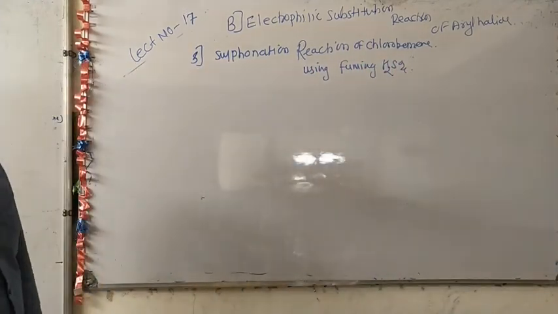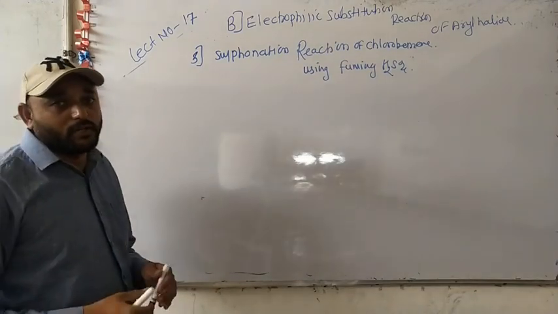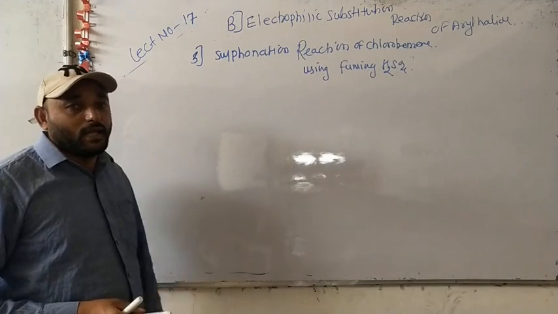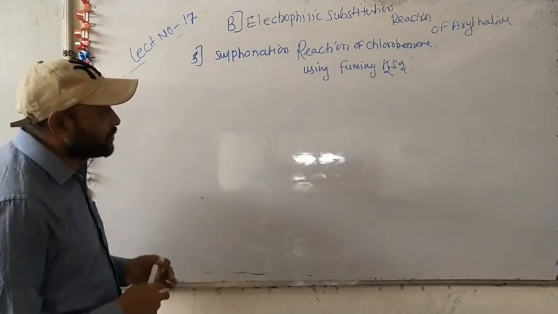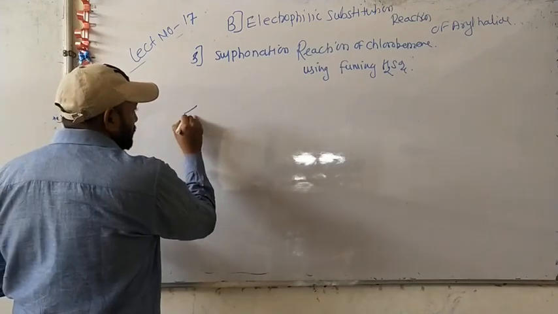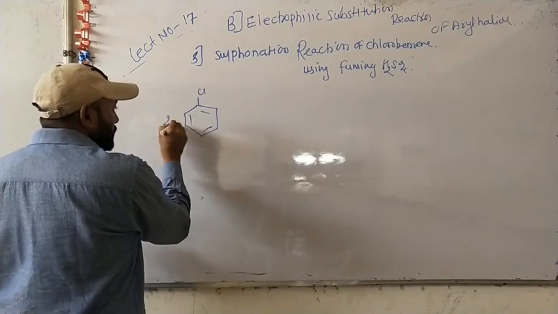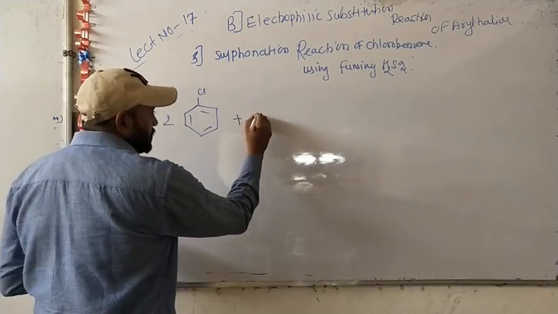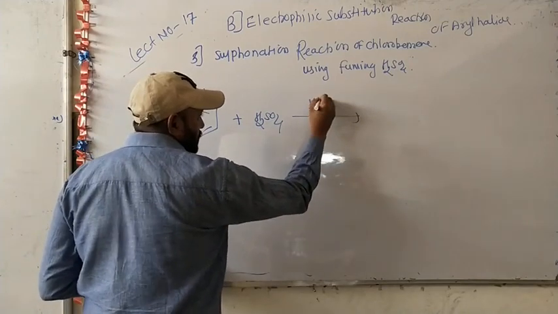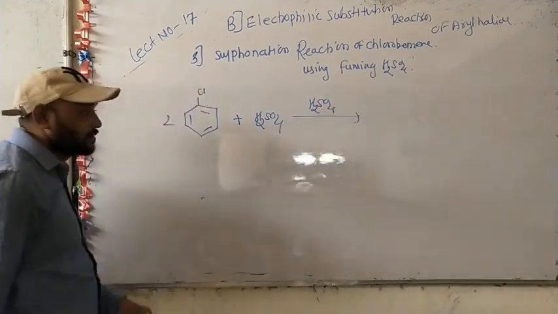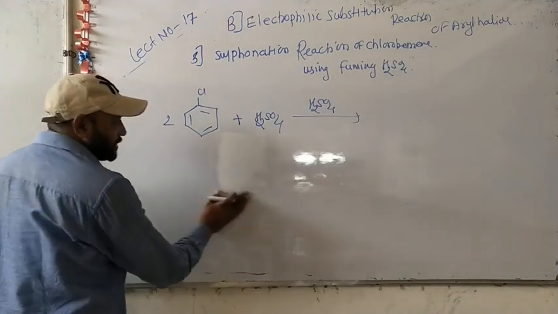So here also we get two products. One is ortho-sulfonated chlorobenzene and second is para-sulfonated chlorobenzene. That we have to look at in the reaction. We have chlorobenzene 2 times plus H2SO4 2 times. So what is the first reaction?